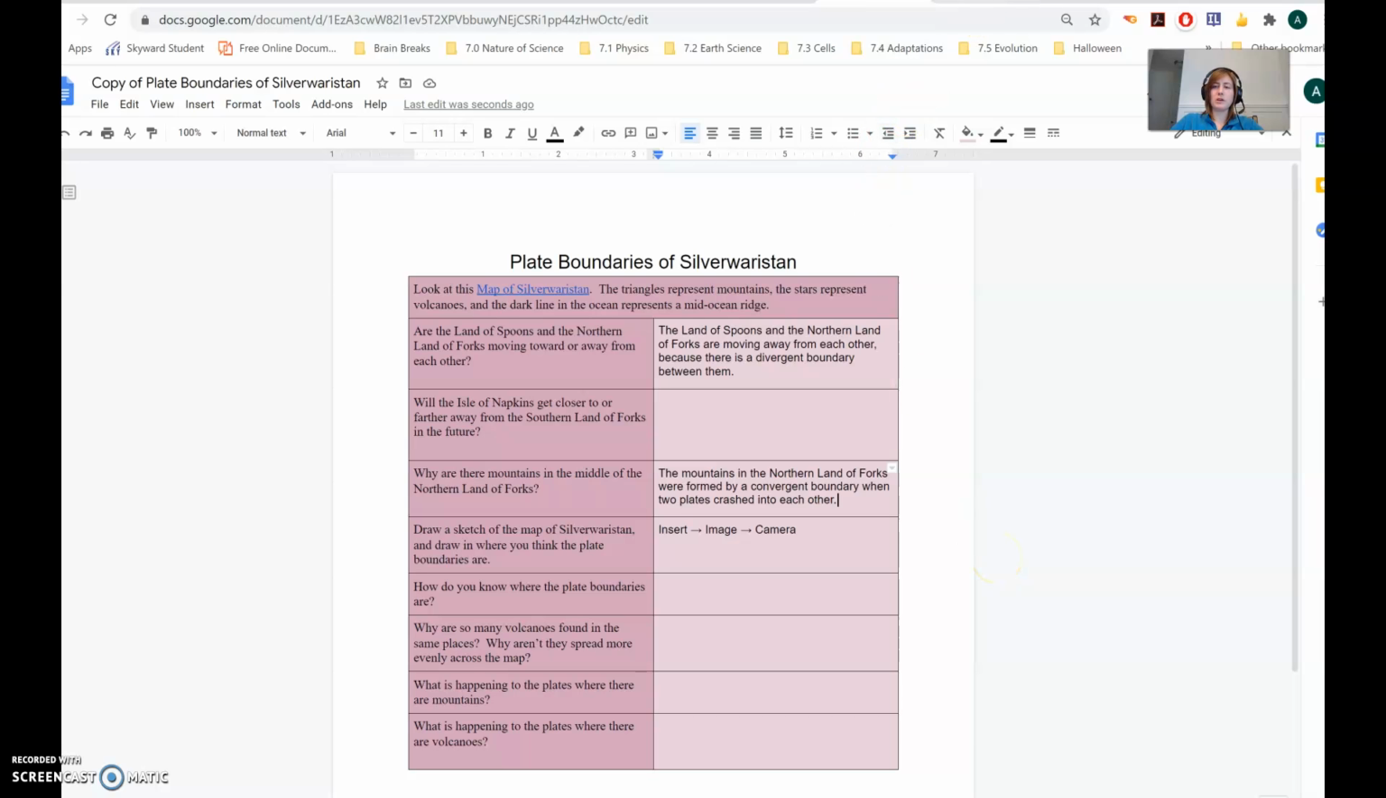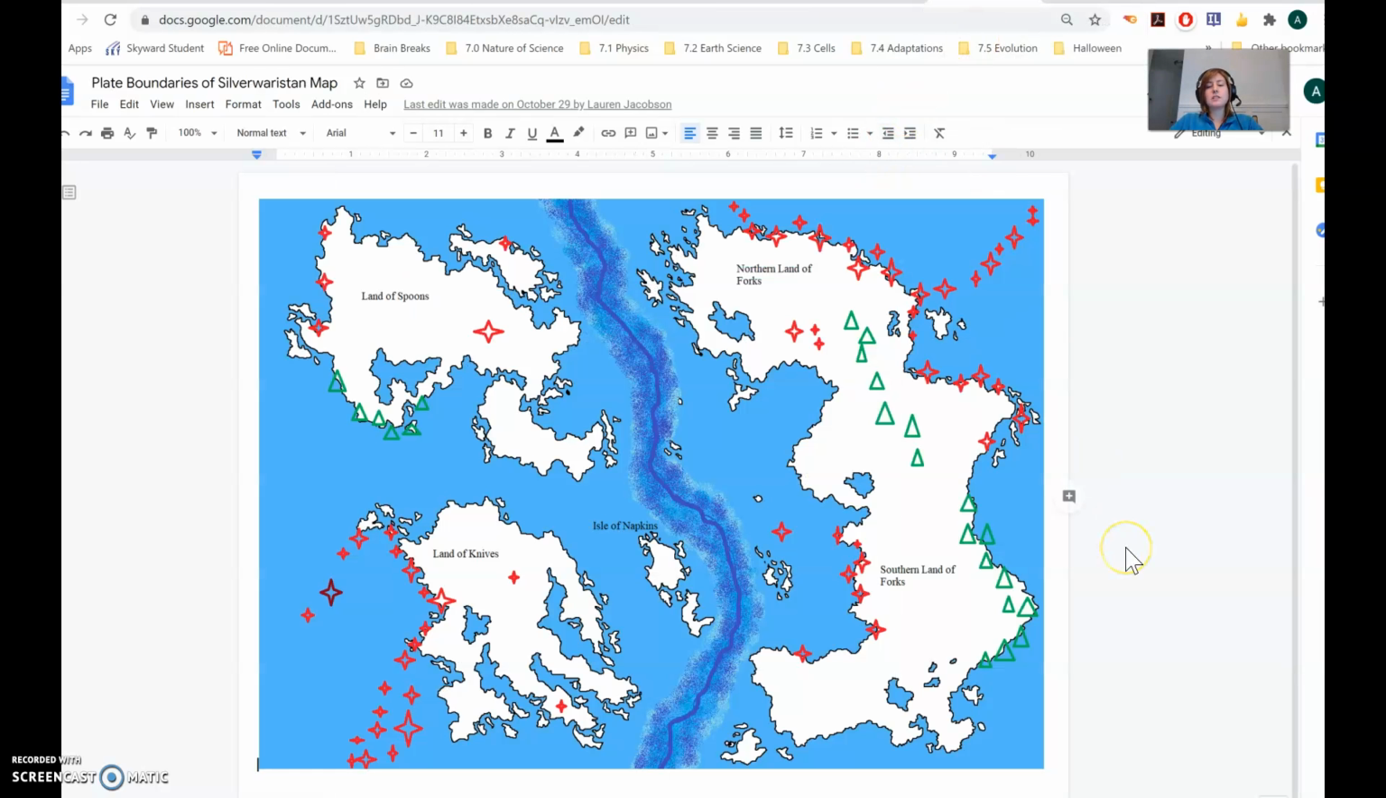Okay, so the next one says, draw a sketch of the map of Silverwaristan and draw in where you think the plate boundaries are. Now this is sort of a detailed map. You do not have to make your sketch this detailed. If I was you, I would just draw a blob for the land of spoons. You don't need to add all this detail. Same with the land of knives. For all these continents, just draw a blob. That keeps it simple. It doesn't have to be detailed.